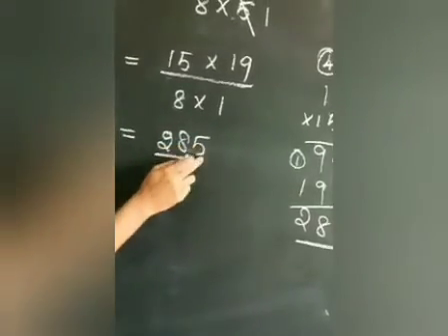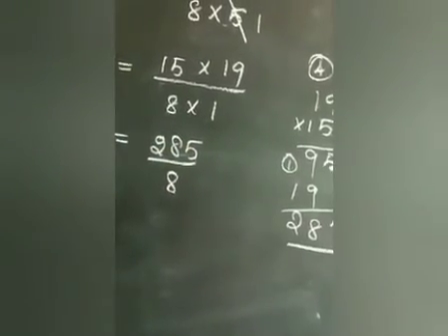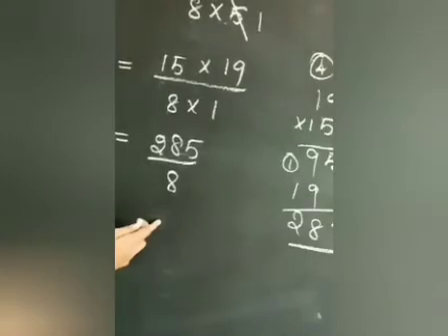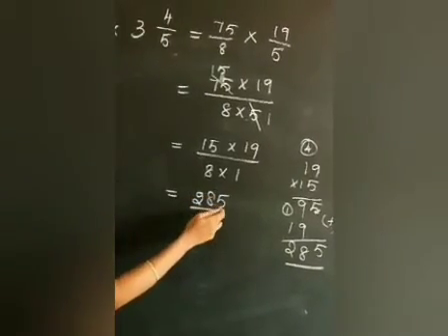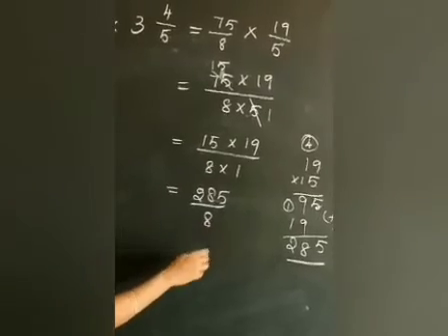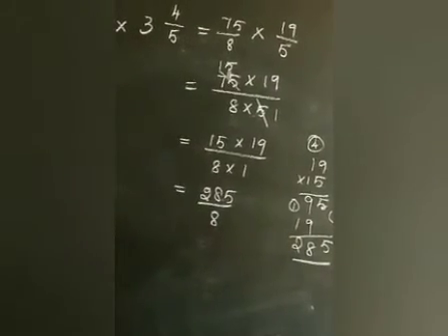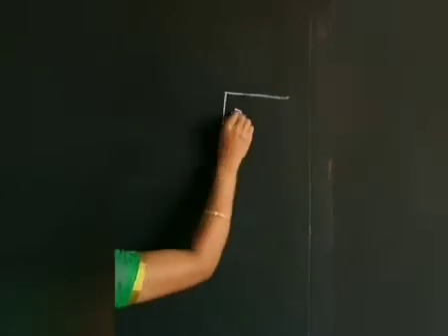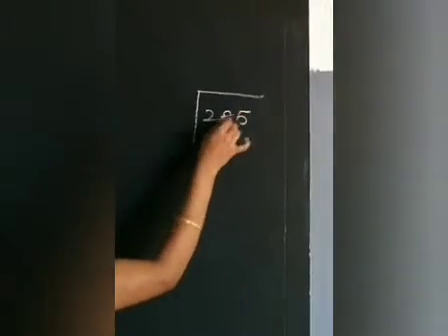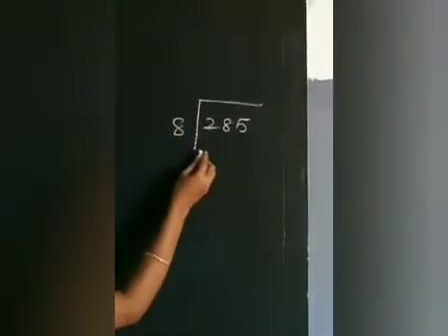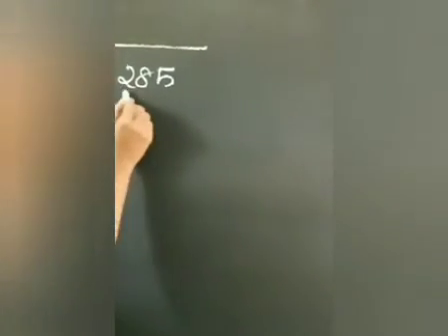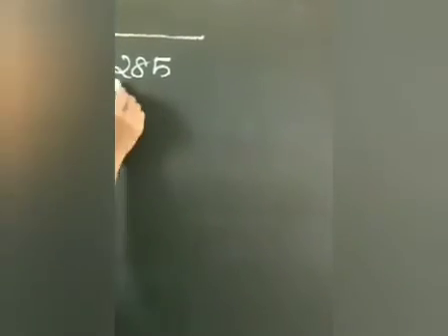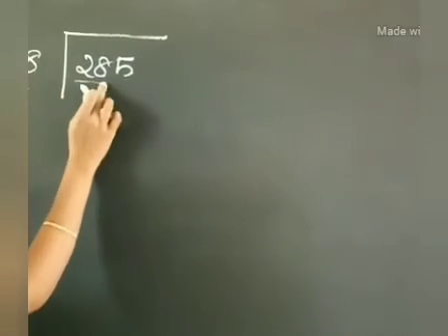Now see, this fraction is an improper fraction. We have to convert it into a mixed fraction. This improper fraction we convert into a mixed fraction using normal division. 285 divided by 8. In the 8 table we have to divide this 285. 2 is smaller than 8, so we have to take two digits, that is 28.